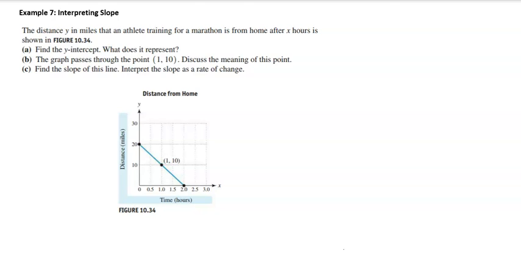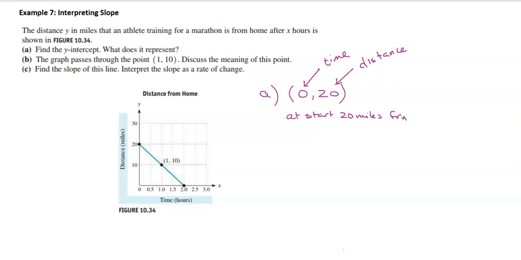Okay, so in A, we're asked to find the y-intercept and what it represents. The y-intercept is going to be 0, 20. So 0 is the time, and 20 is the distance. At time 0, at the start, we are 20 miles from home, because it says right up at the top, distance from home. So 20 miles from home. All right, B, the graph passes through the point 1, 10. Discuss the meaning of this. That's this one right here.